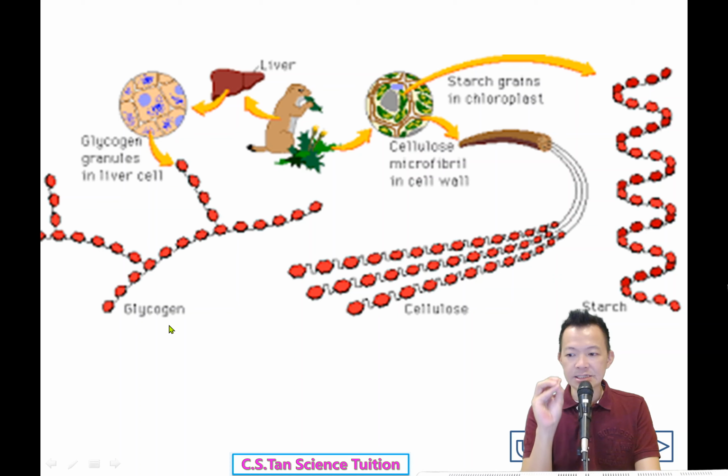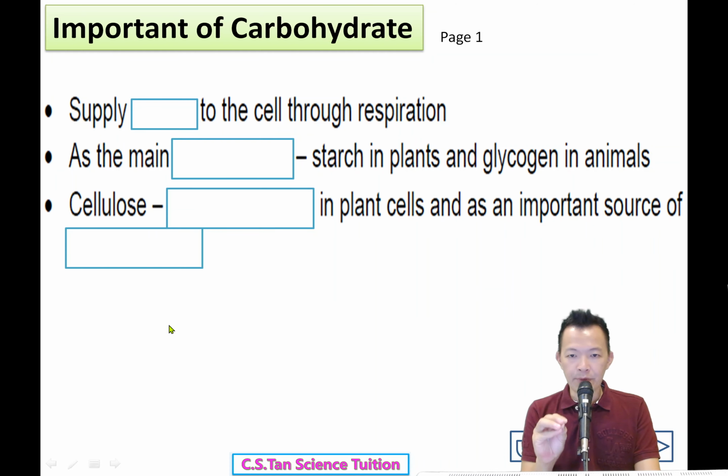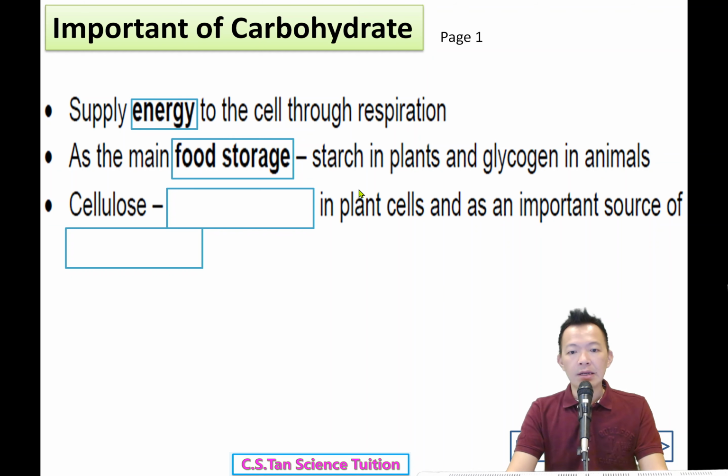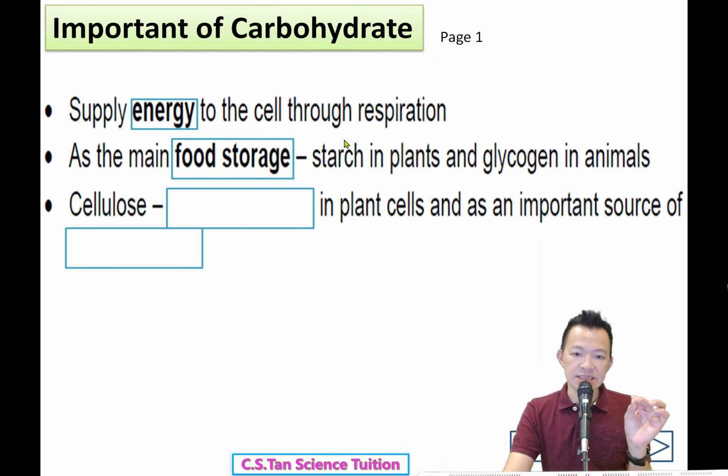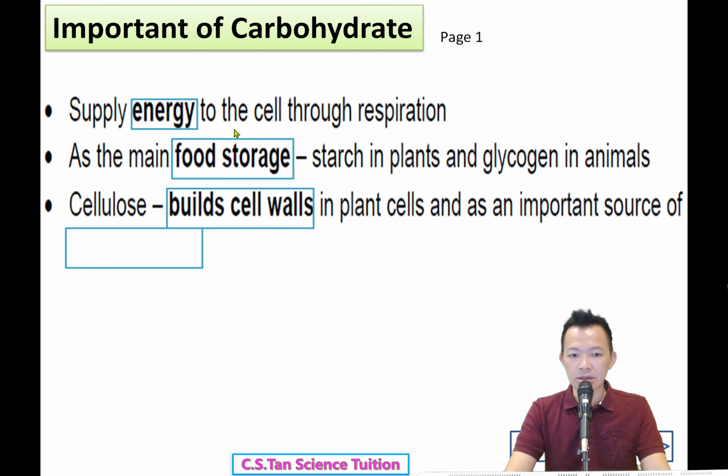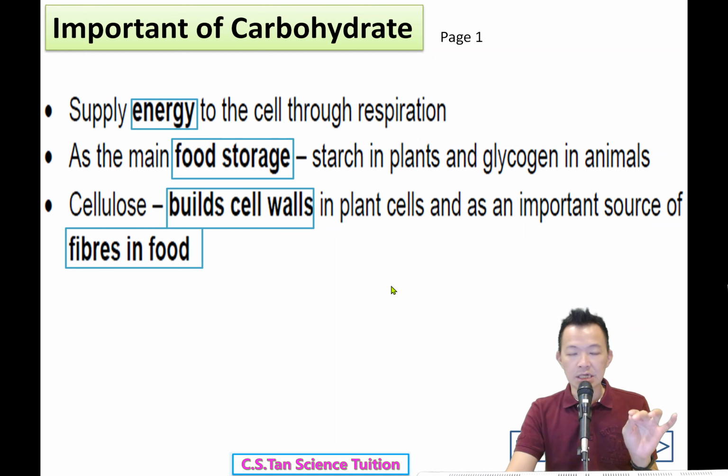Now we go to the last part: the importance of carbohydrate. Carbohydrates are used to supply energy. We carry out respiration, oxidizing glucose to produce energy. Or as a main food storage: starch in plants and glycogen in animals. Cellulose builds the cell wall in the plant cell, and is an important source of fiber in food that helps in peristalsis and prevents constipation.